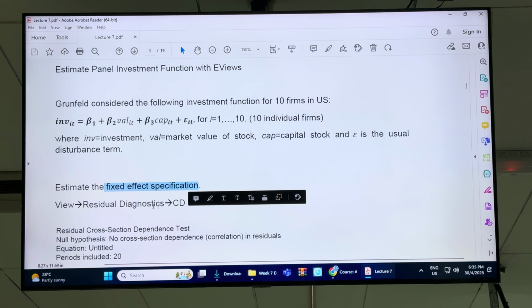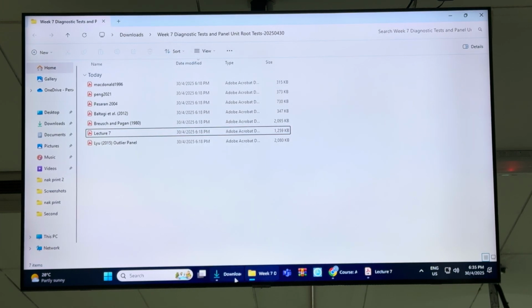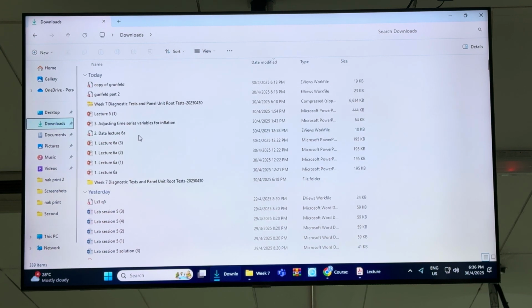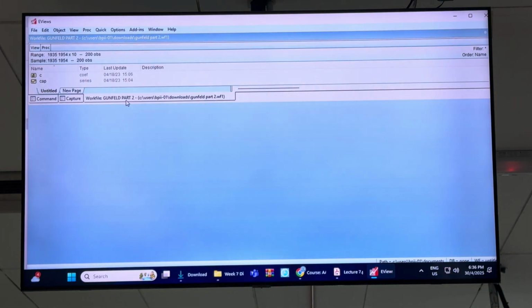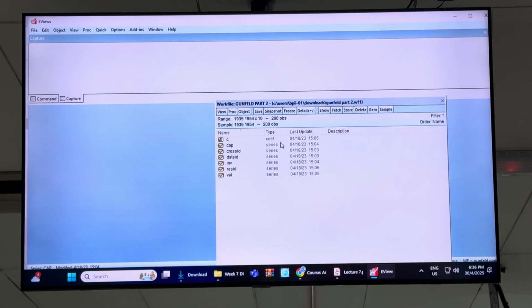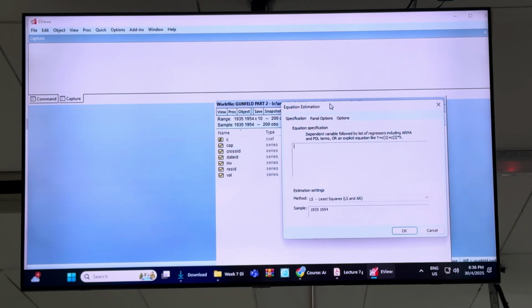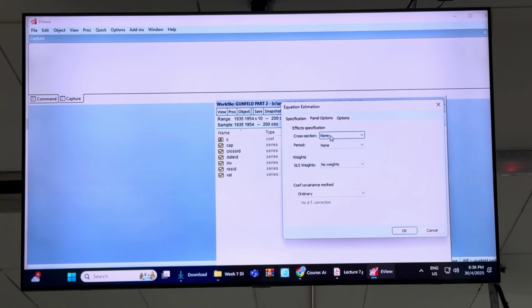So now you can go to your last week's lecture. You can use your part 2 file. Part 2, here. So you can estimate the model in a fixed effect. Go to Equation, Estimate Equation, and type your equation: investment first, INV, then C for constant, then CAP, VAL for the 10 firms. Then for Panel, cross section, choose fixed effect. Try to put the estimate as a fixed effect, then click OK.